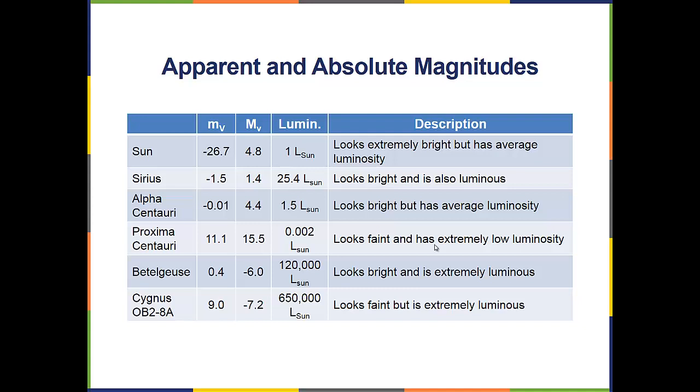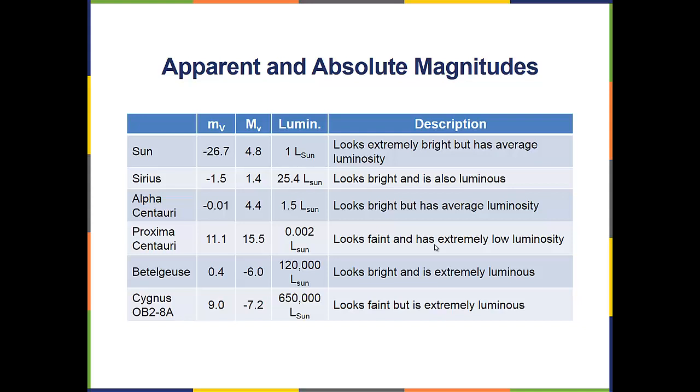Then there's Betelgeuse. It's a bright red star in Orion. It's got a small apparent magnitude, which means it looks bright. Its absolute magnitude is much smaller, which means it's extremely luminous.